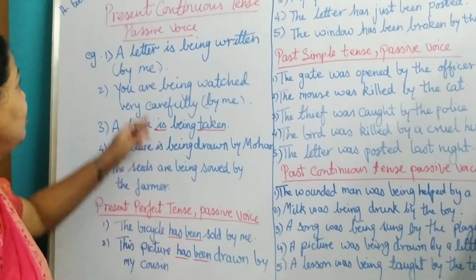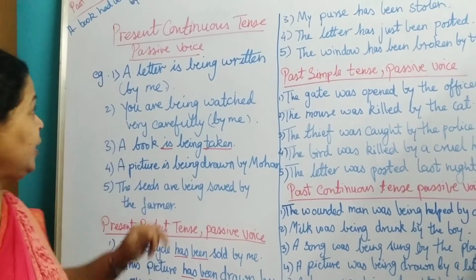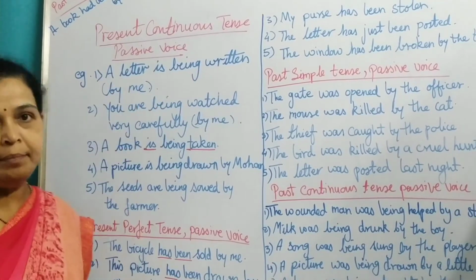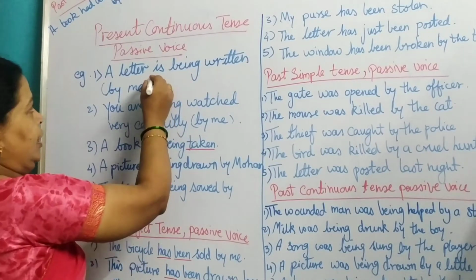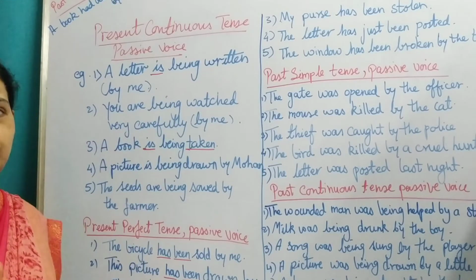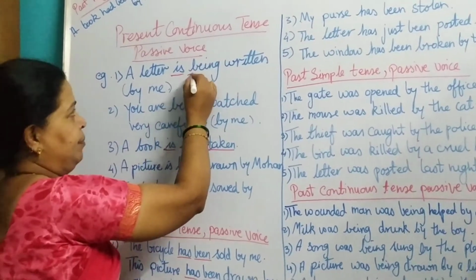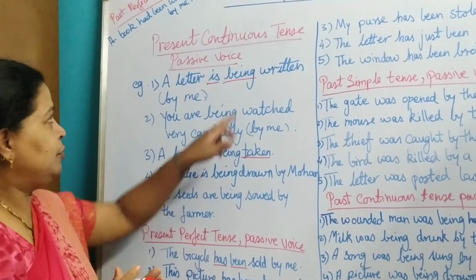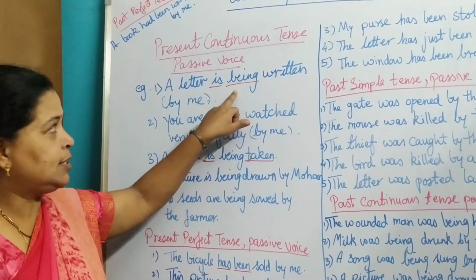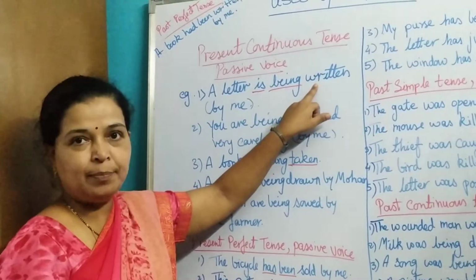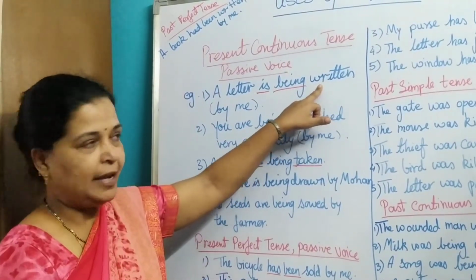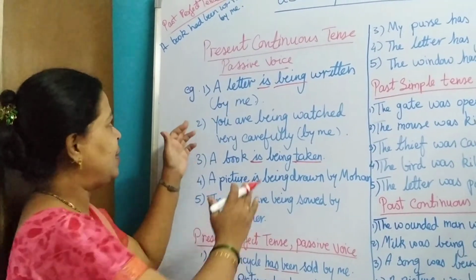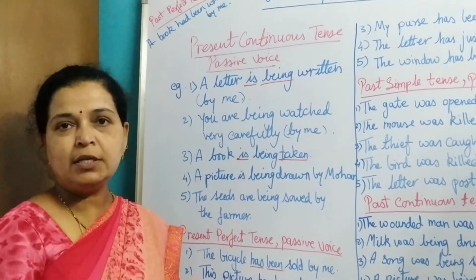Present continuous form of passive voice. Okay, example: a letter is being written by me. Here is the helping verb, the form of to be. Then being is also form of to be, which we use in the continuous tense. Okay, written past participle of the verb write. Okay, so a letter is being written by me. Sometimes this part by me, it is omitted, but it is understood.